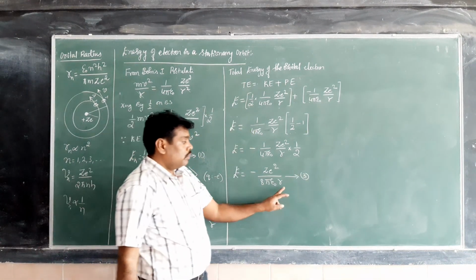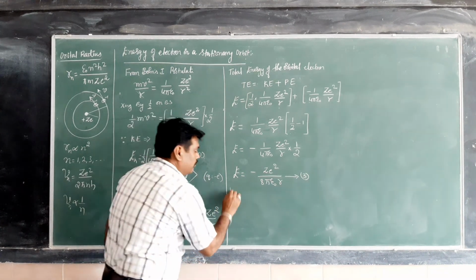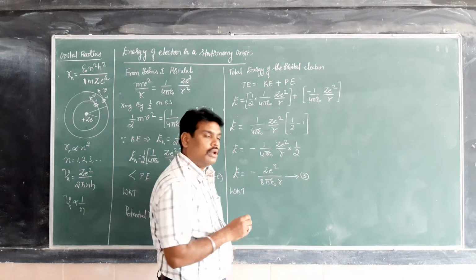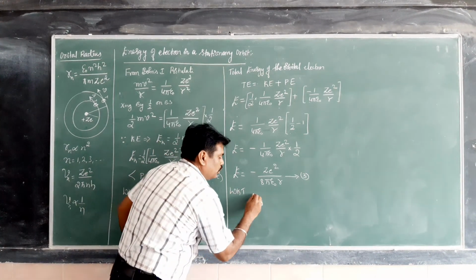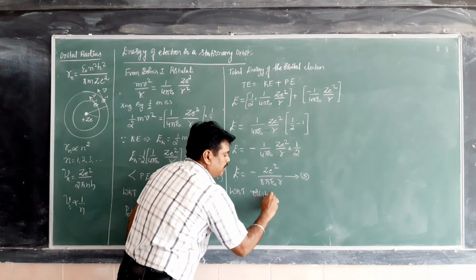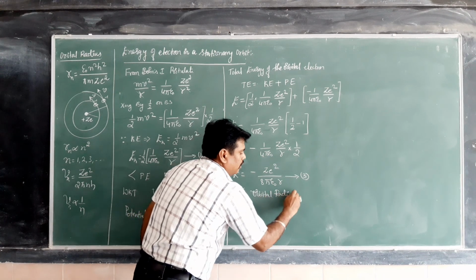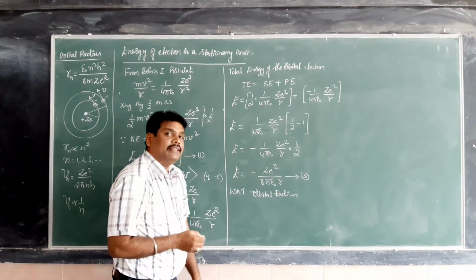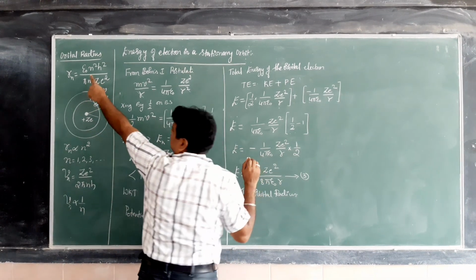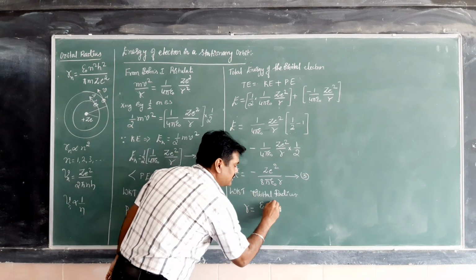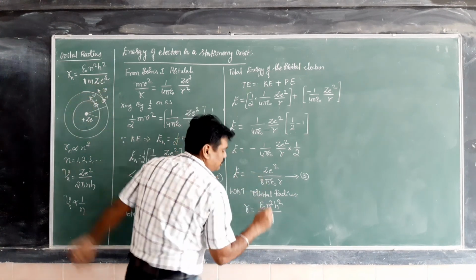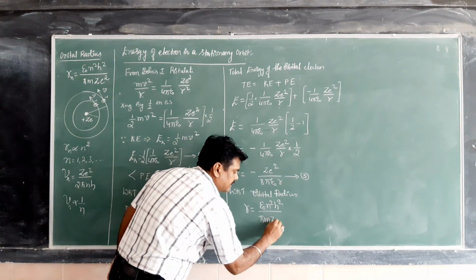Now we know, what is the formula for orbital radius? This is already derived in the first derivation of Bohr's atomic model. There, the orbital radius of the nth electron, R is equal to epsilon naught n square h square divided by pi m Z e square.